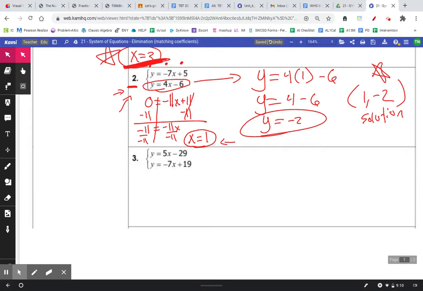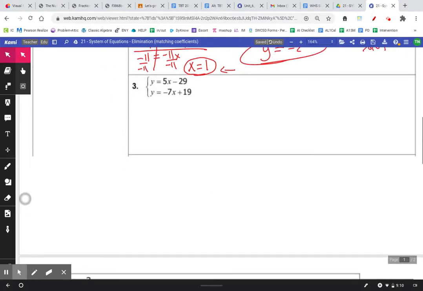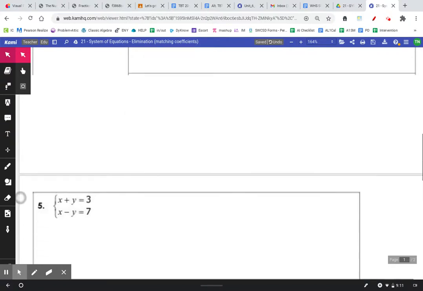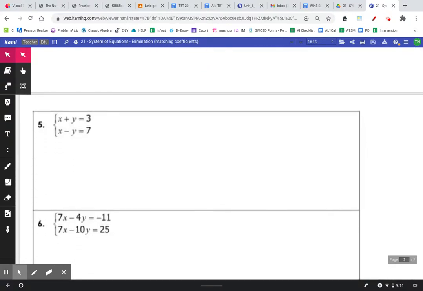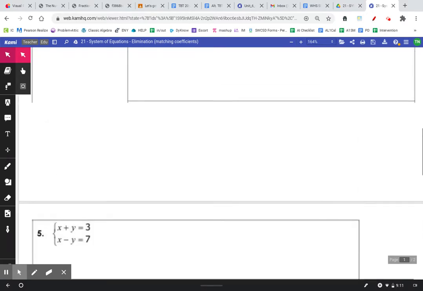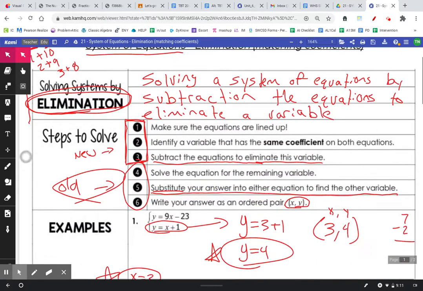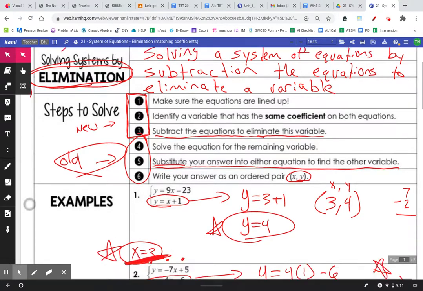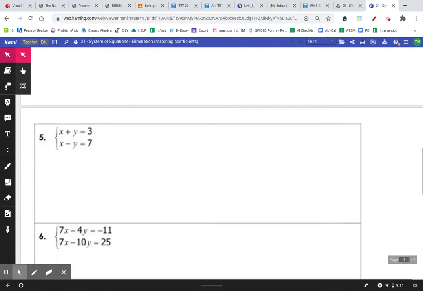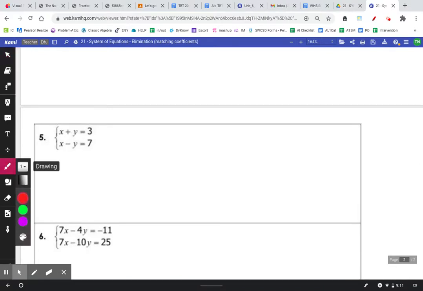I'm going to skip over 3. May come back to it, may not. And I want to hop into example 5 down here. Okay, we're going to look at these steps again. Step number 1 says to make sure the equations are lined up. So are these lined up? Well, let's find out. I have my x over my x, my y over my y. My equal signs are lined up, which is always nice, and I have my coefficients lined up over each other.